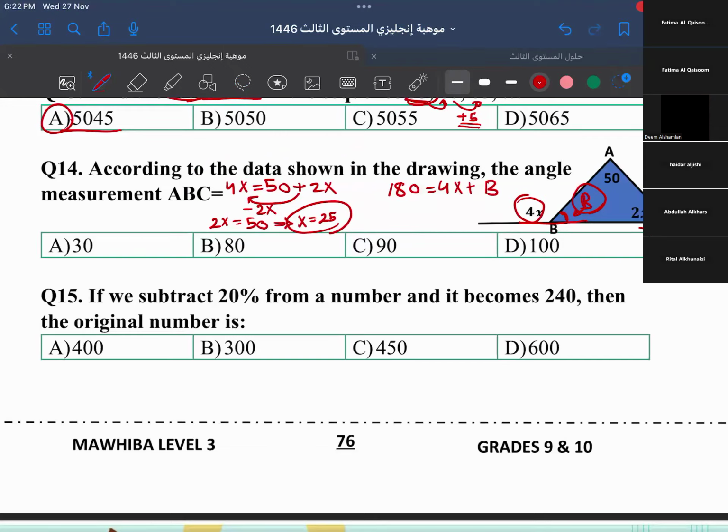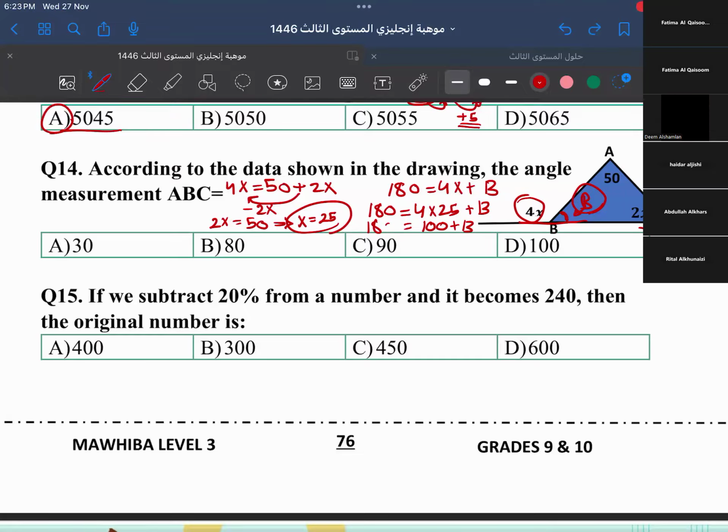So we know that x equals 25. So 180 equals 4 times 25 plus B. And we know that this is 100. So B lastly would equal 80, right? Yes, excellent. So the answer is B.